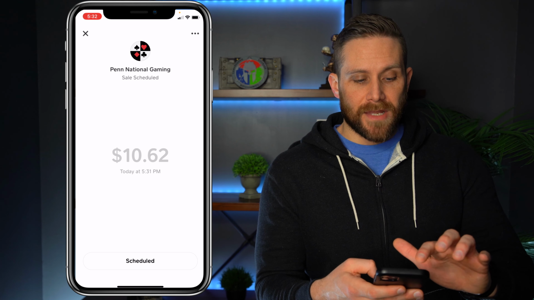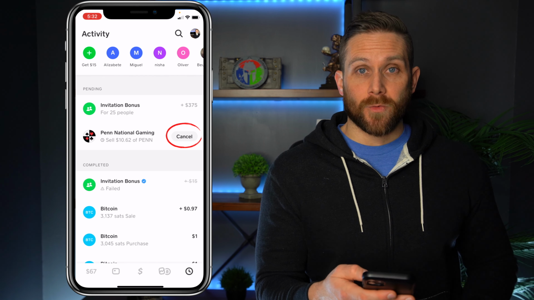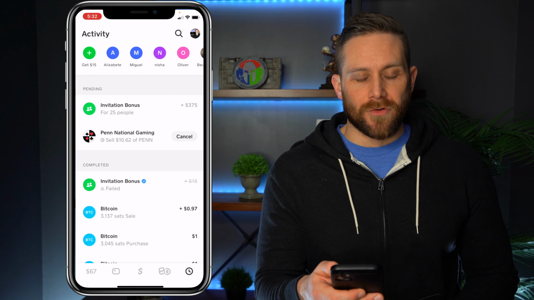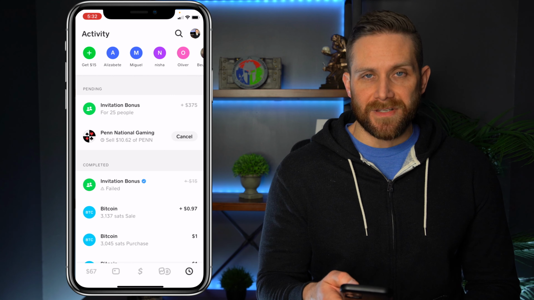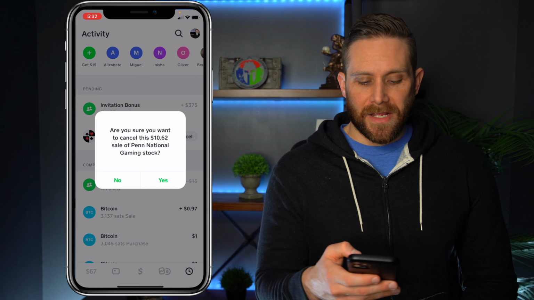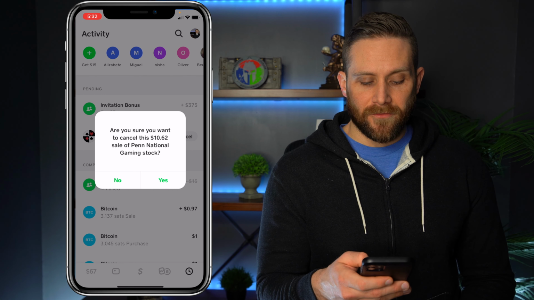I have it scheduled. Now I can hit the X at the top left, and what I can do is I can hit that cancel right there to the right. So I'm going to hit cancel because technically I don't want to sell Penn National Gaming yet. I still want to hold on to this stock, so we'll hit cancel. Are you sure that you want to cancel this $10.62 sale of Penn National Gaming?